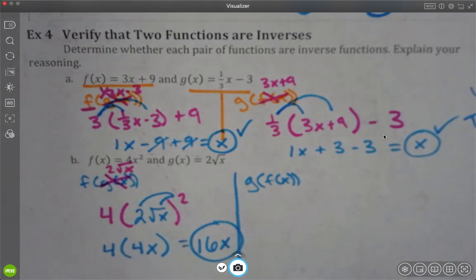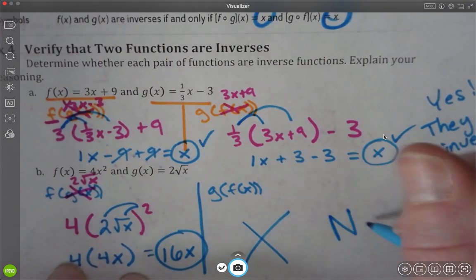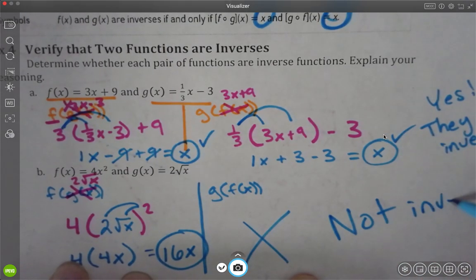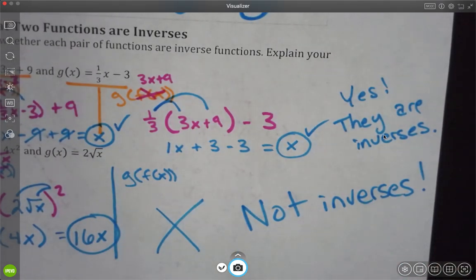That's not the same thing as just x, right? 16x isn't the same thing. So it's already a no. I don't even have to check this side because it's already a no, not inverses. Does that make sense? They are not inverses of each other. If one fails, don't even need to check the second one, right? So it's less work. Does that make sense?